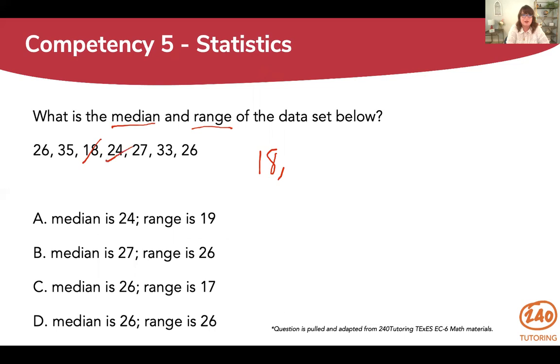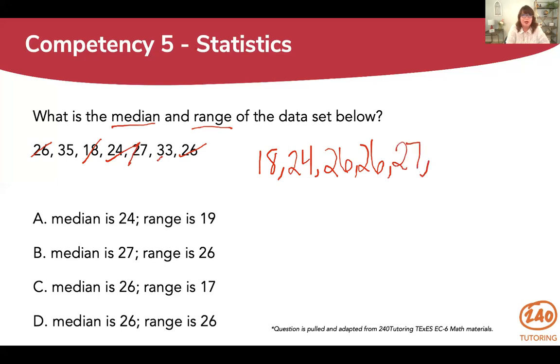18, next smallest I see is 24. Next smallest I see is 26. And I have 2 of those. And students would ask me, can I just write it once? No, 26 occurred twice. So we write it twice. It's like if you made a 26 on 2 different assignments in the grade book, it counts twice. All right. And then we have 27.